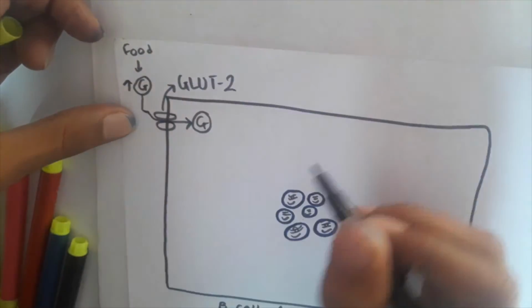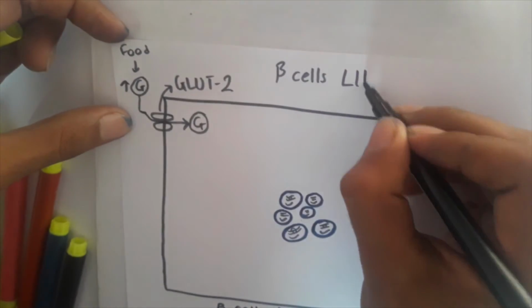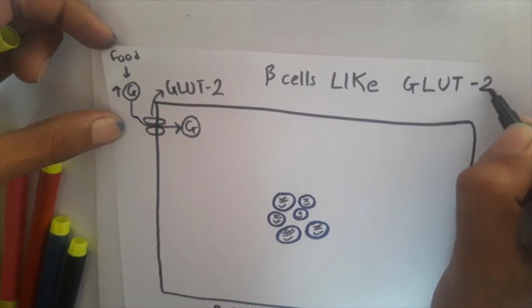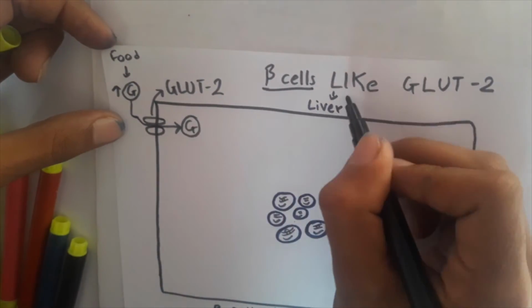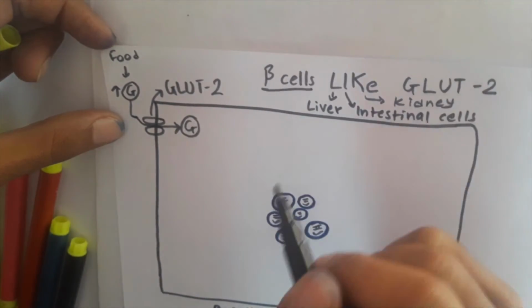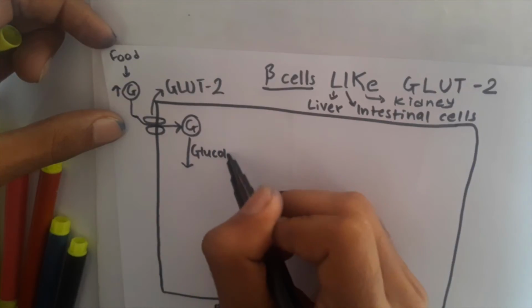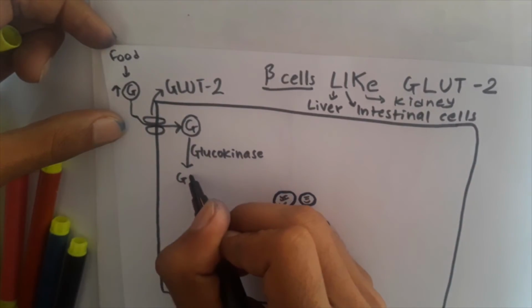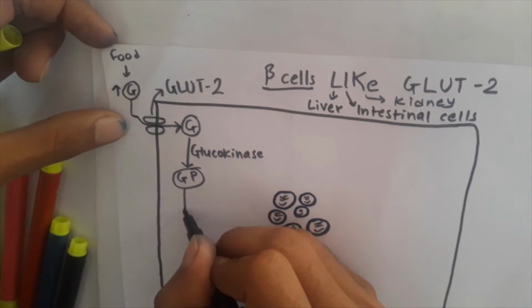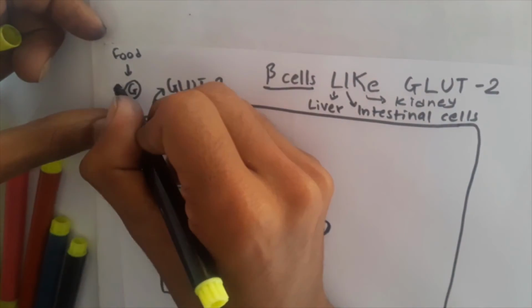Glucose enters inside the beta cells through the GLUT2 receptor. Remember, beta cells like GLUT2. So the GLUT2 receptor is present in beta cells, the liver, the intestinal cells, and the kidney. GLUT2 transport is a two-way transport. So to prevent the transport out from the cell, glucose is phosphorylated by glucokinase to glucose 6-phosphate, which undergoes oxidation to form ATP.